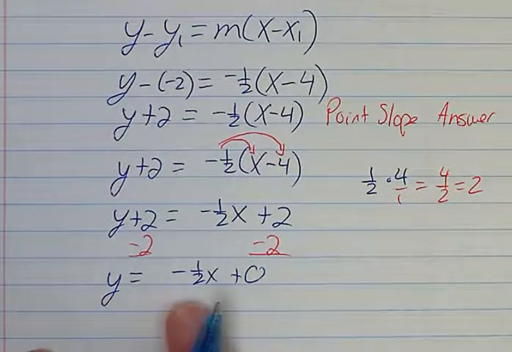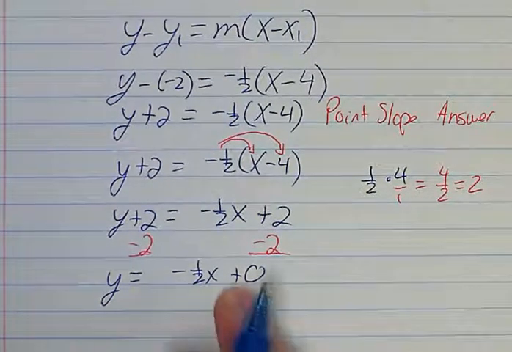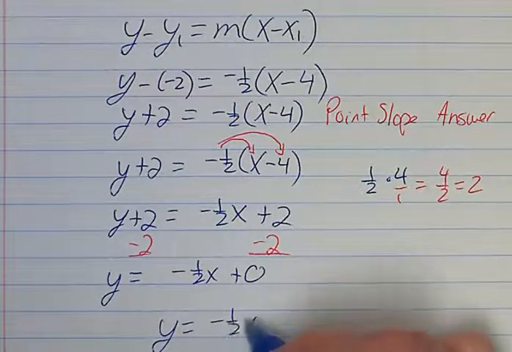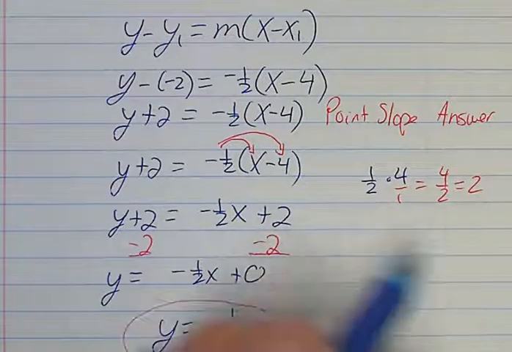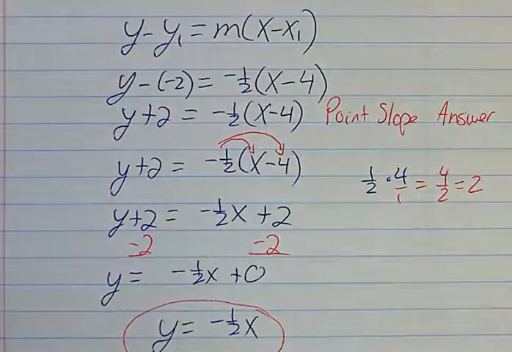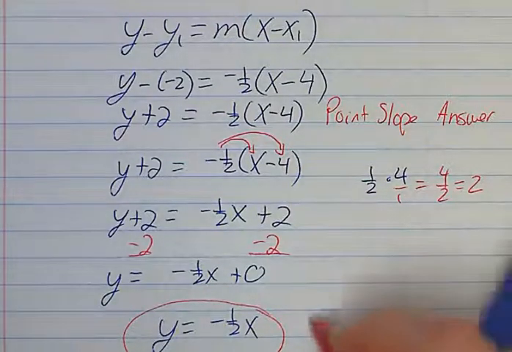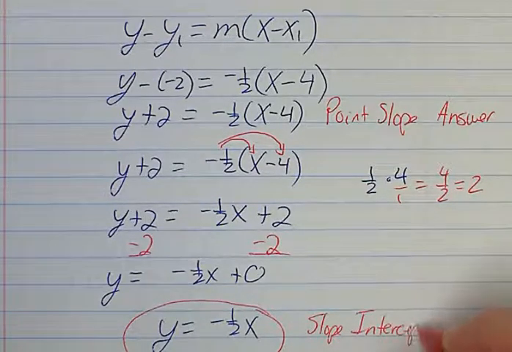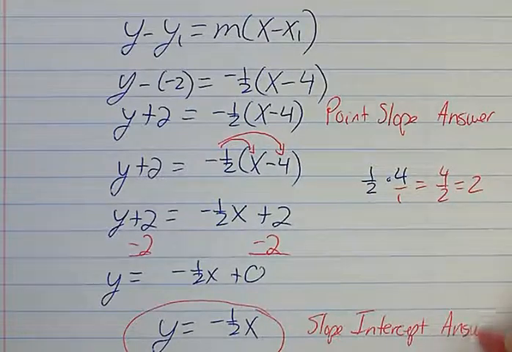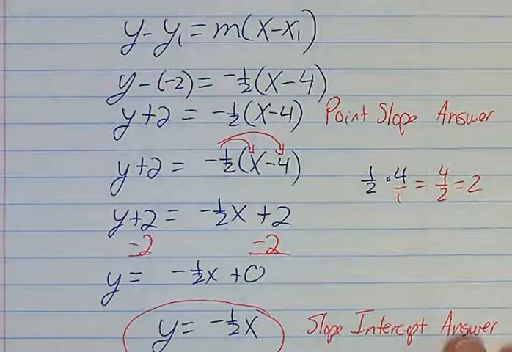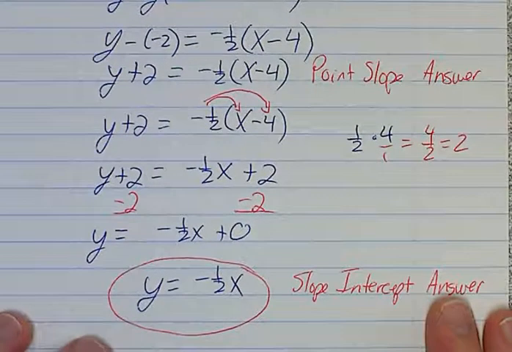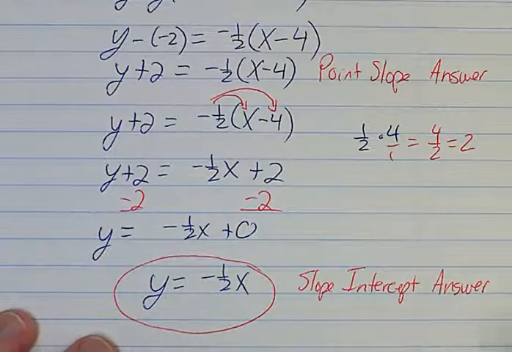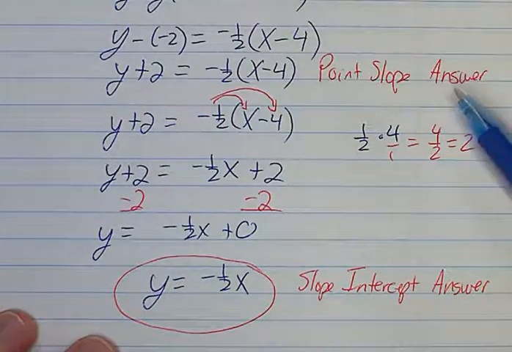All right, if you have y equals negative 1/2 x plus 0, you can leave it there, but since it's plus 0, that adding 0 doesn't change that answer at all. So really, you could just leave it like y equals negative 1/2 x, and that would be the answer for slope intercept. So biggest thing on that one is just read and see where they want you to stop.